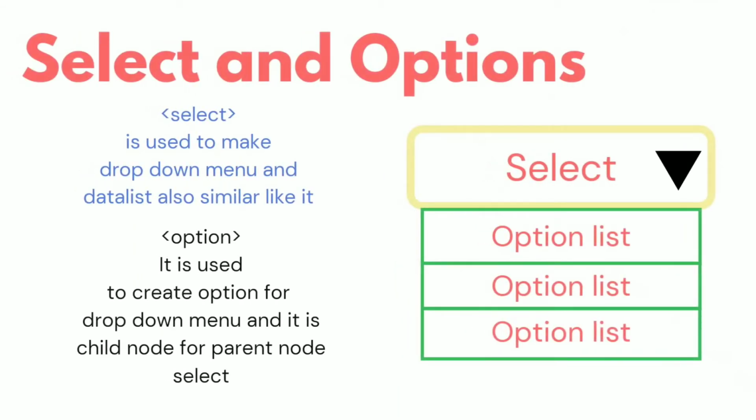When I am talking about select and option, you can create a drop down menu using these. Whenever you create a select with child nodes option and the user clicks that select, it will display some options. Like if you have created cars and you are making the options Volvo and Bugatti and Tata and many more, and the user clicks that select, it will display all those options like Volvo, Bugatti and Tata. This is how the select works.